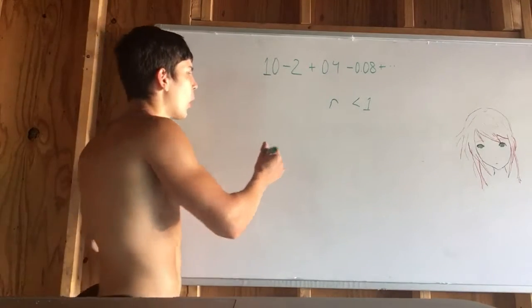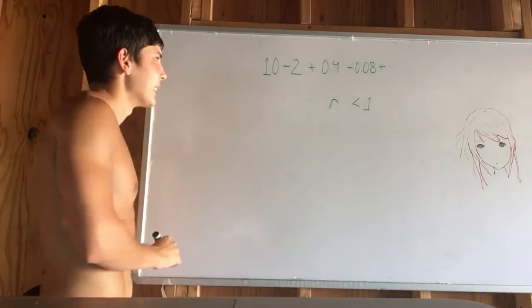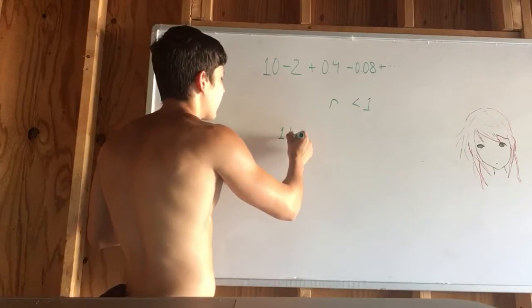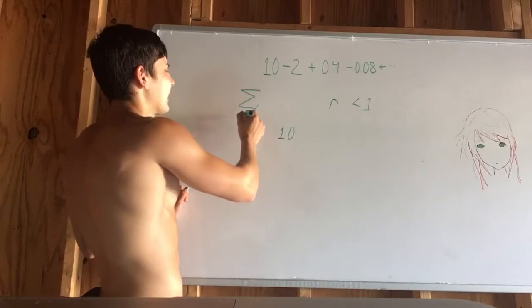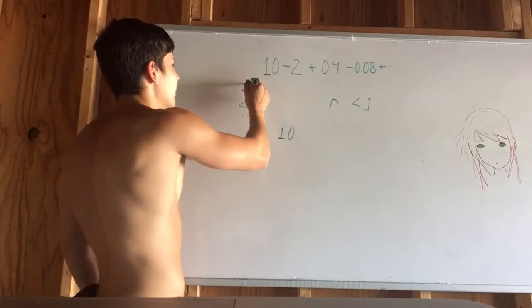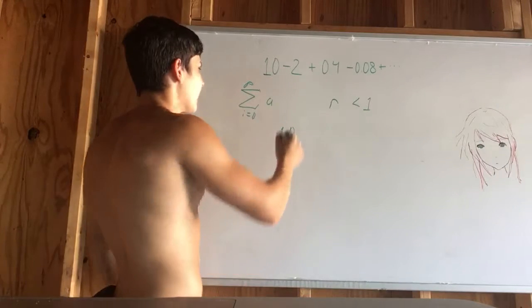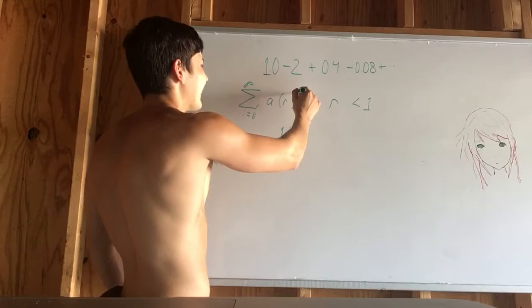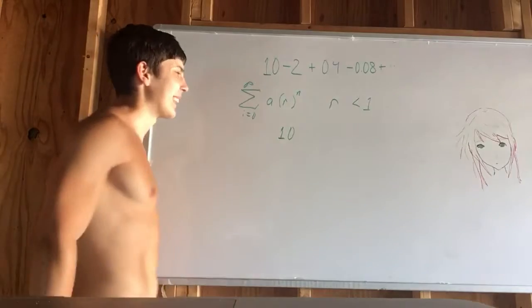So let's figure out what the formula for this series is. We start at 10, so that's probably what we're going to start with. And let's remember what this series actually is. We start with n equals 0, we go to infinity, and we've got some constant, and then we've got r taken to the power n.